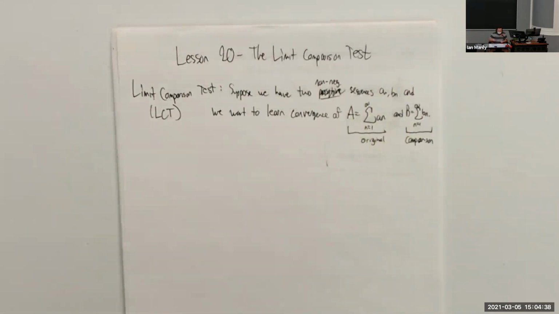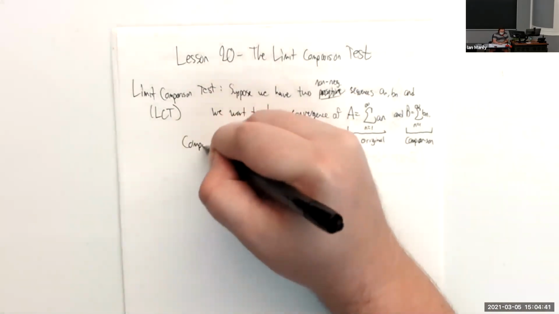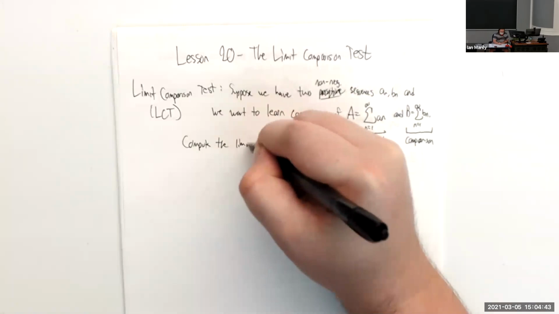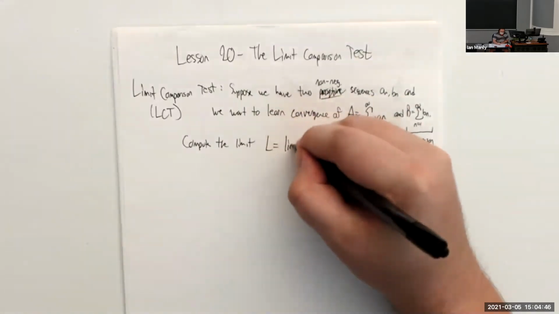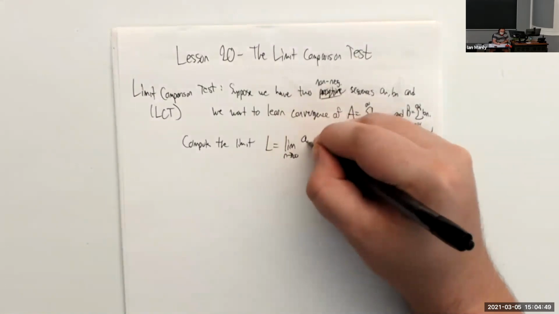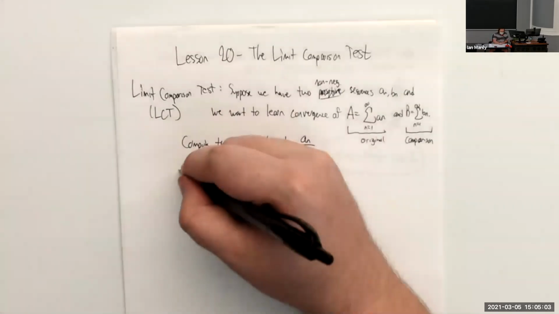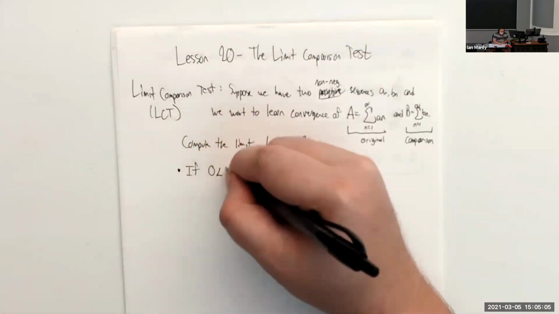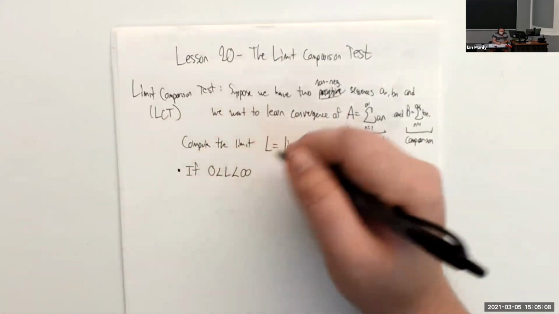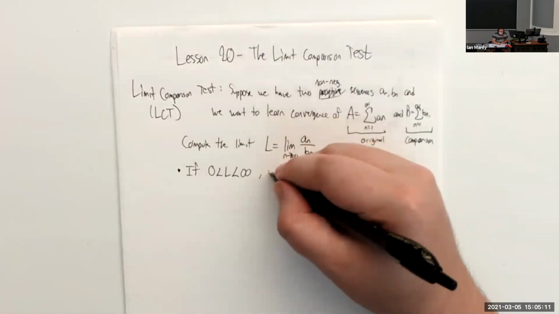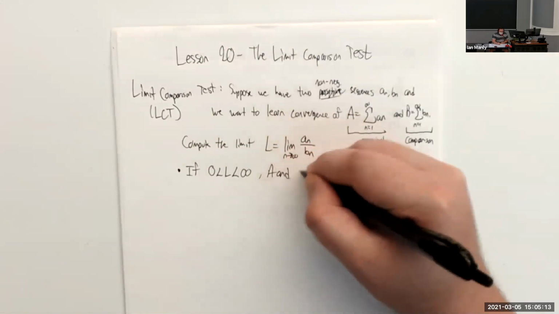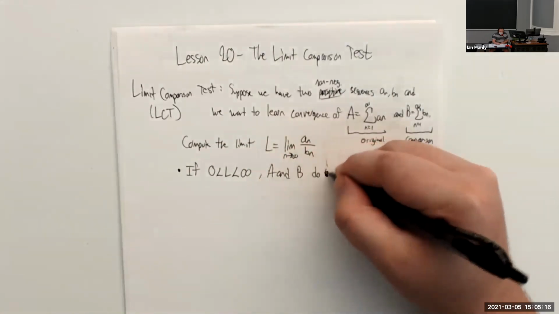Okay, so what we do is we compute the limit L, which is the limit as n goes to infinity of AN divided by BN. What this limit is doing is computing the relative size of these lists of numbers as we go along. Depending on what this limit is, we can conclude three different things. If the limit is anywhere from 0 to infinity, then A and B do the same thing.